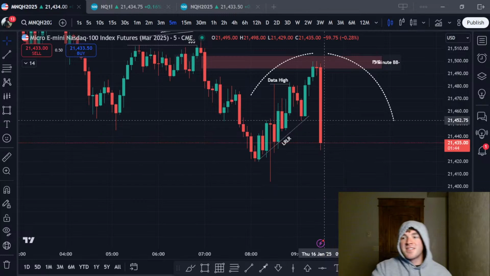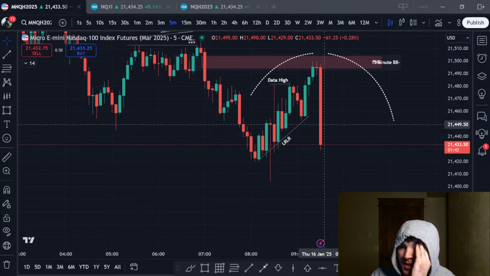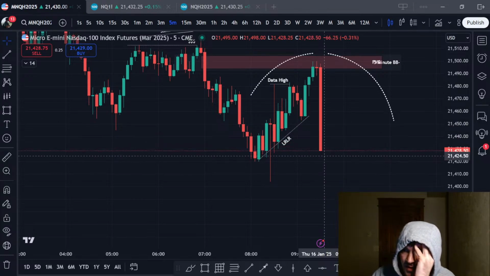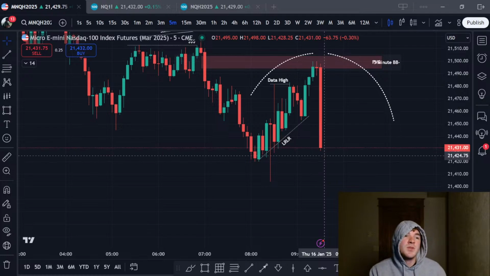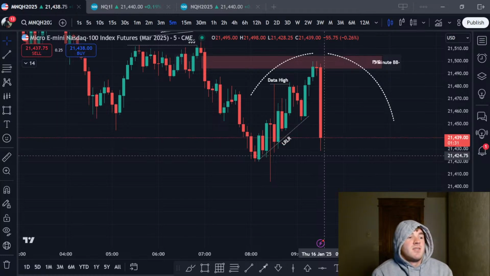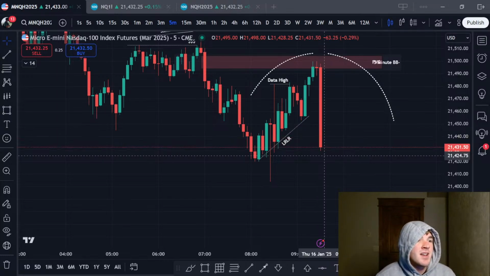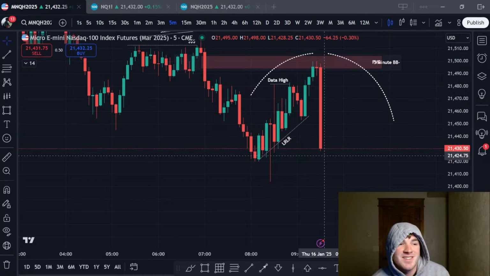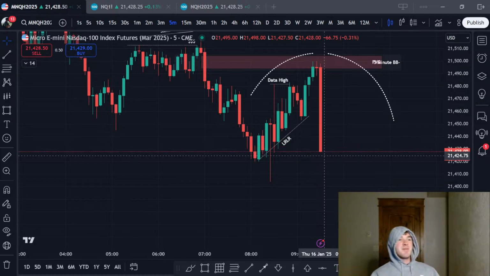I guess they could have entered on the momentum candle, but I don't know. You don't lose when you don't take a trade, but I did call this. I did say this was gonna happen. I didn't lose money, but I did say this was gonna happen. You guys can go watch this whole stream again. I said exactly what was gonna happen.